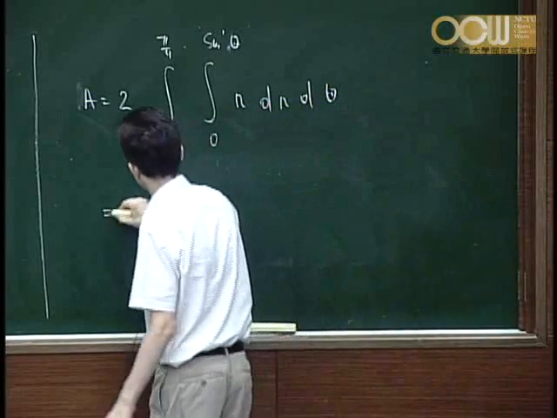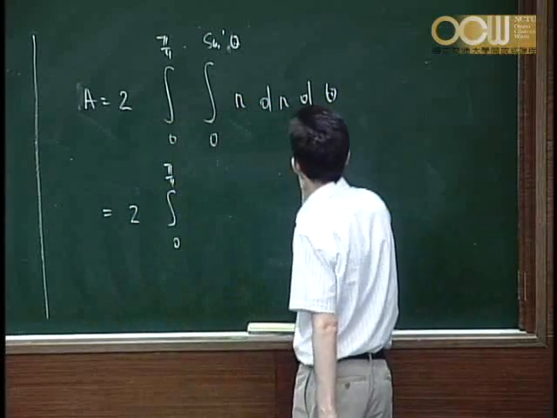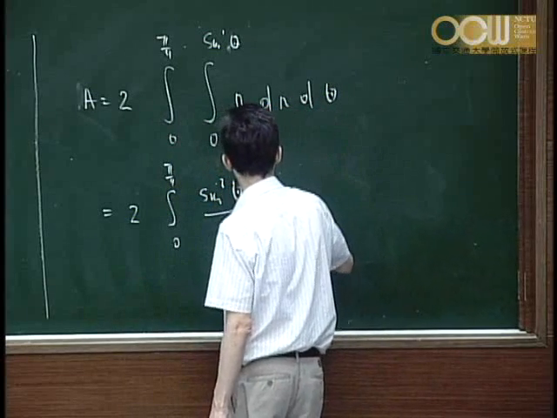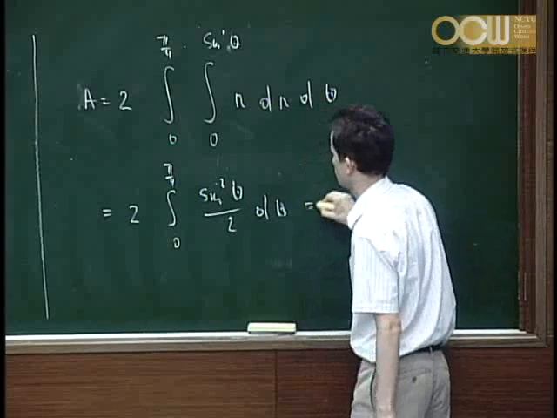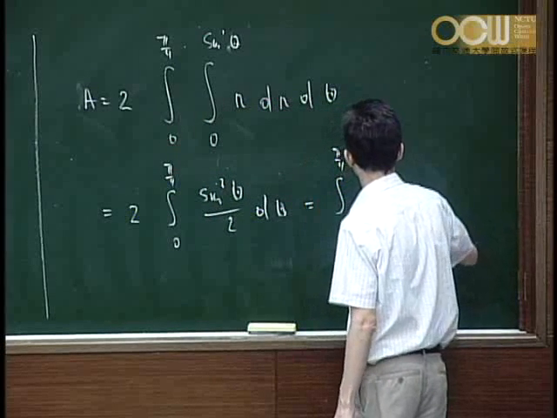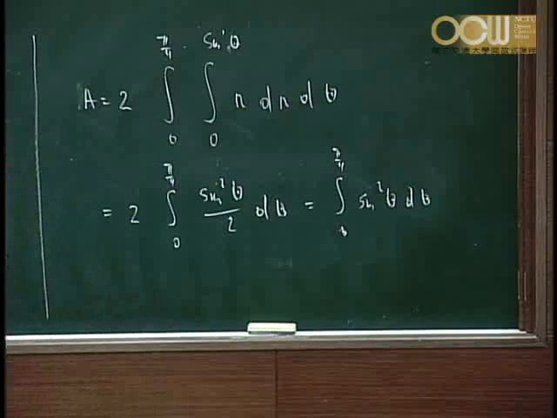So you see that this is equal to 2 times the integral from 0 to pi over 4. For the inner integration, you get sine square of theta half d theta. So you have the integral from 0 to pi over 4 of sine square of theta d theta, and we all know how to compute the integral of such a function.